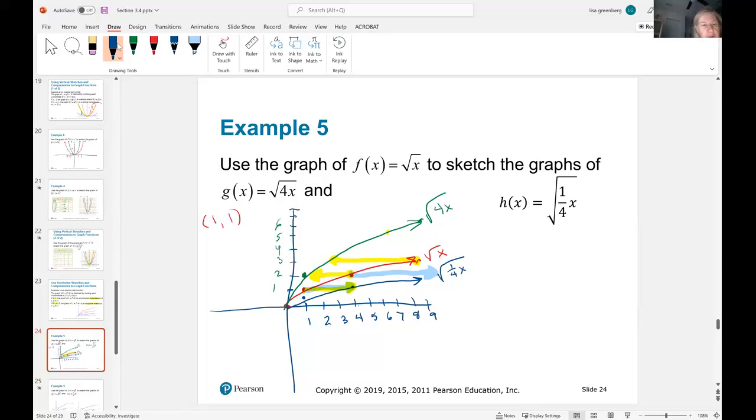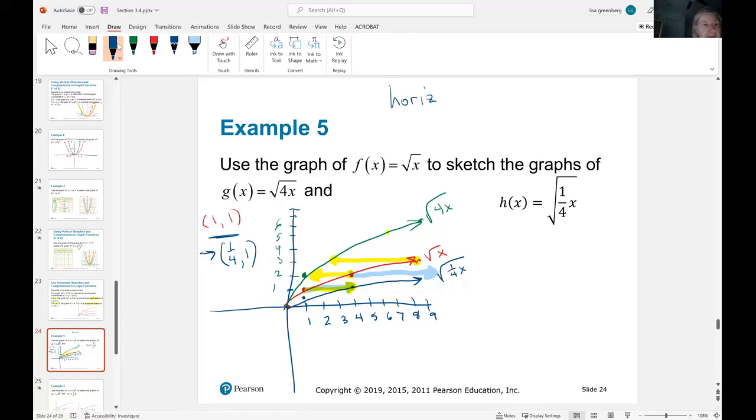Okay, so if I want to change this 1, 1 for the square root of 4x, basically what I'm doing is I'm dividing the x values, because remember this is horizontal. So this would change to 1/4, 1, because when I plug in 1/4 times 4 is 1. Square root of 1 is 1. So notice I'm dividing by the 4.